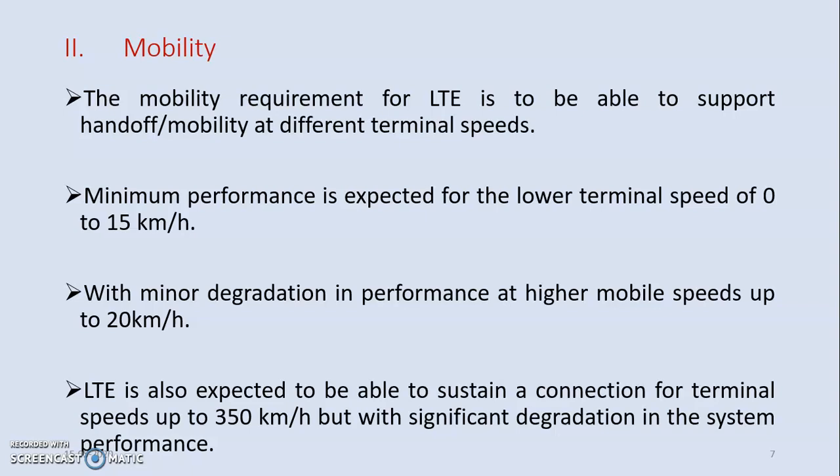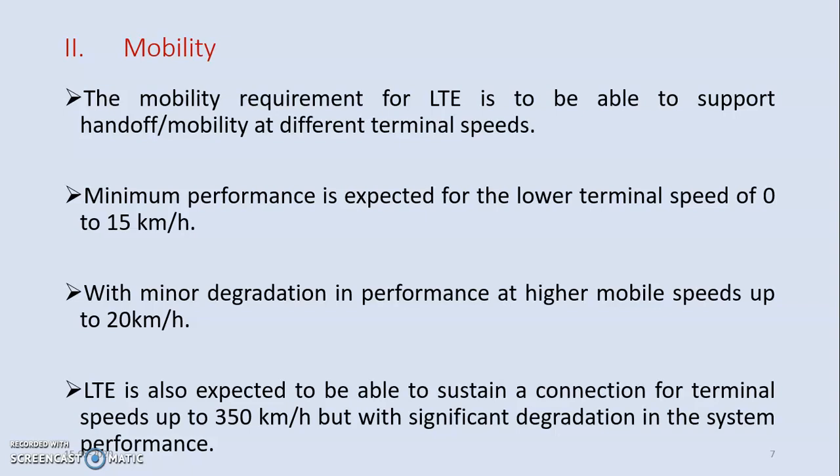Whatever the speed at which the device is moving, the network should guarantee the services being accessed. The minimum performance is expected at a lower speed of 0 to 15 km per hour, and with small modifications or minor degradations in performance quality, it can be accepted up to 20 km per hour. In other words, the user can reach up to 20 km per hour with minor degradation in the performance quality.